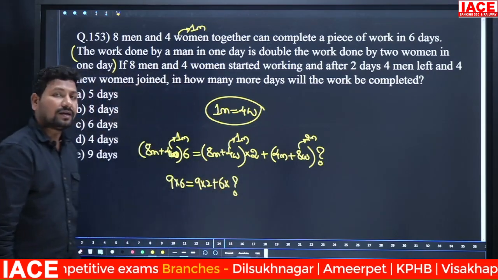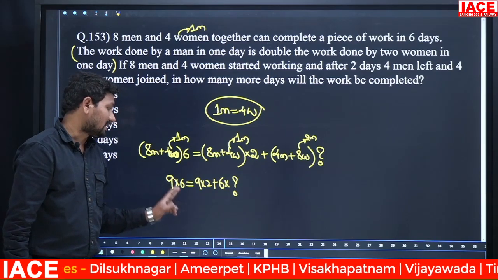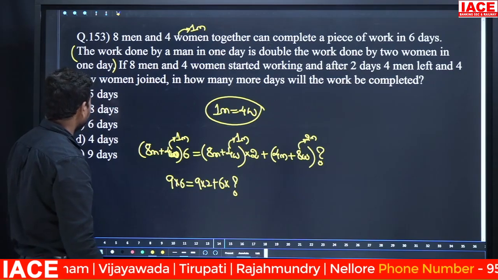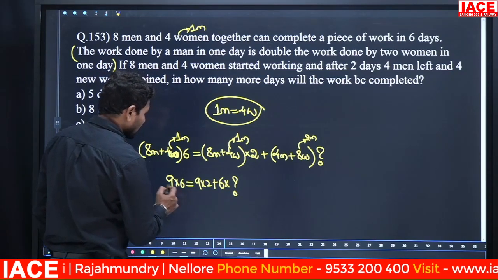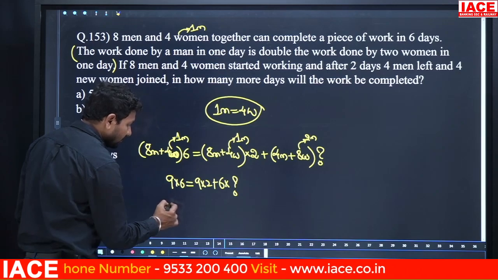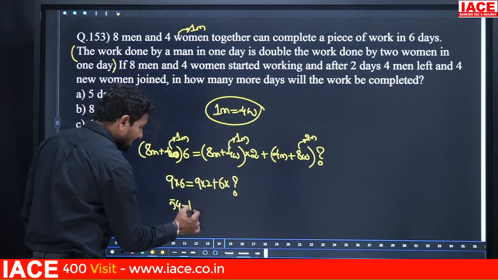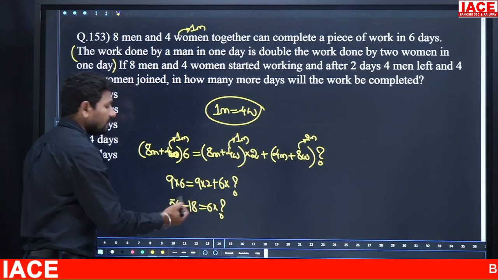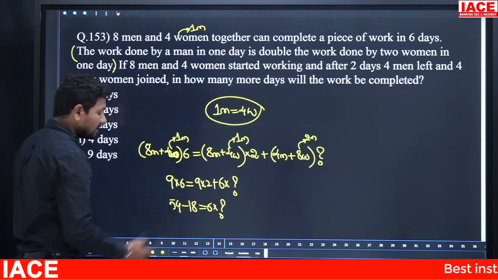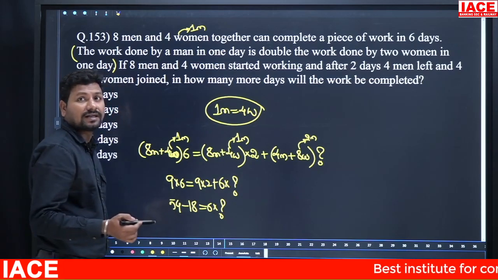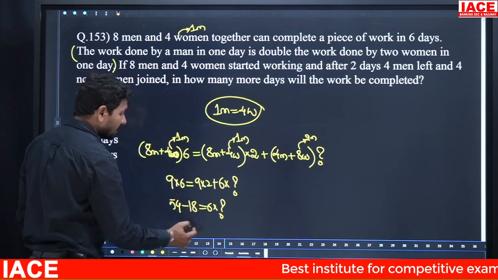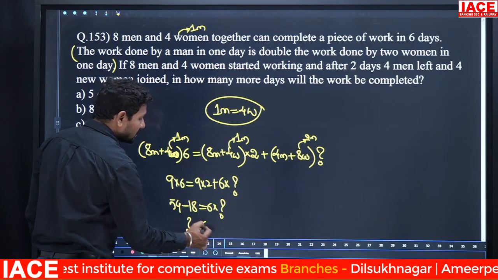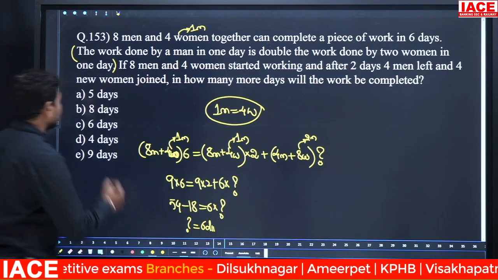Here 9 sixes is 54, not 36. 54 minus 18 is equal to 6 into question mark. 54 minus 18 is 36. 36 divided by 6, what is the value you will get? 6 days. How many more days? 6 days is required, option C.